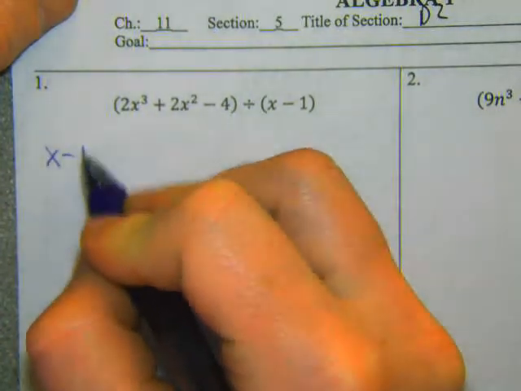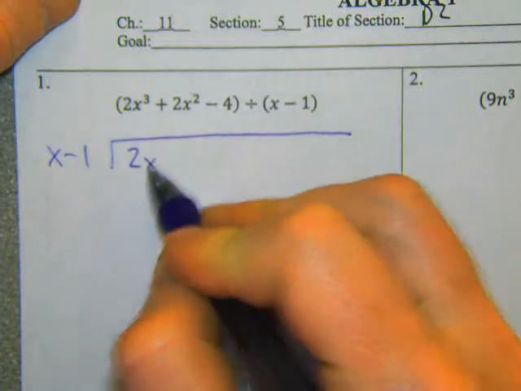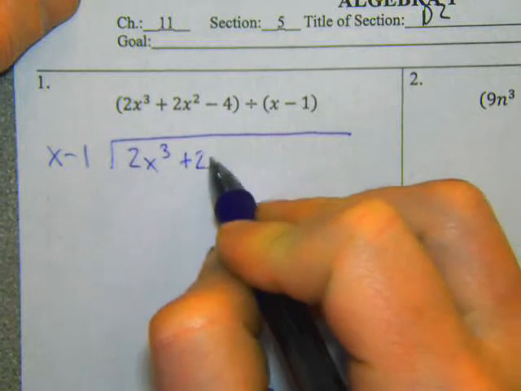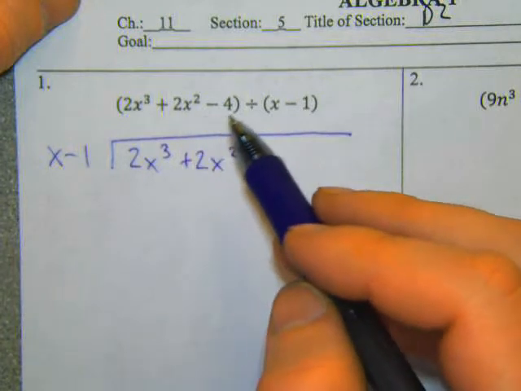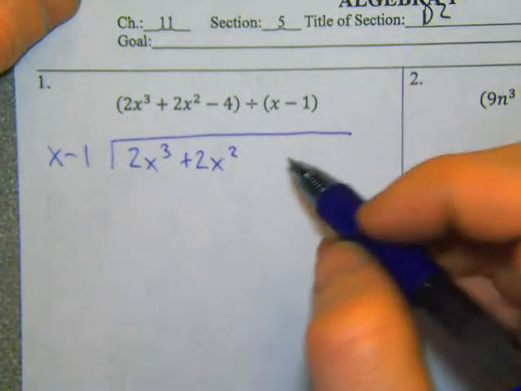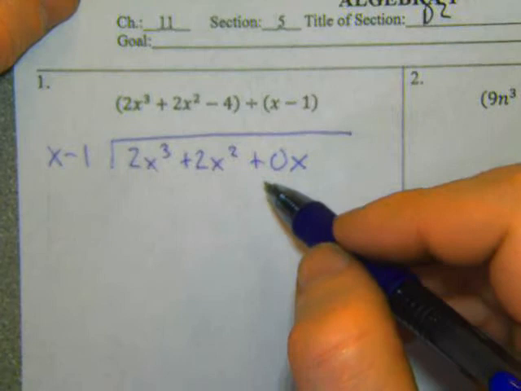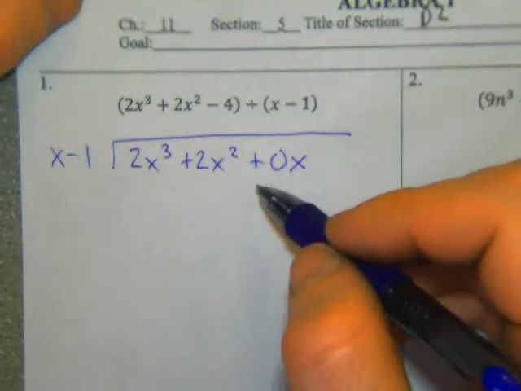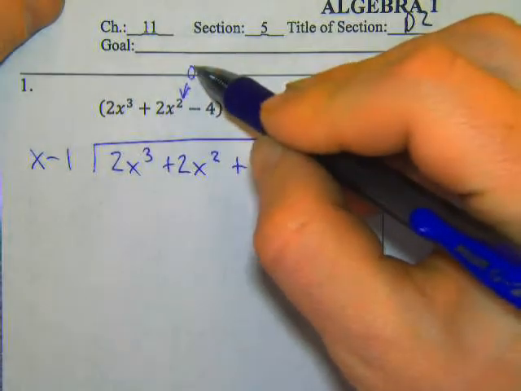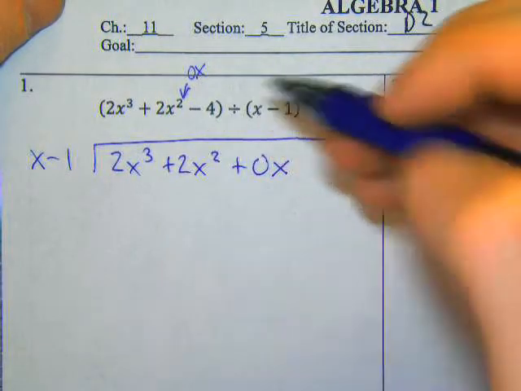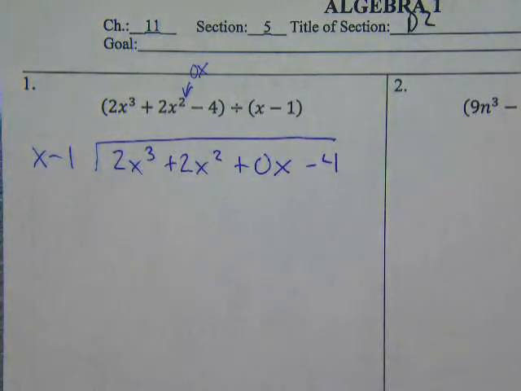So I've got x minus 1. Bring that down, that's good. Bring that down. Now I don't have an x term. I go right from x squared to negative 4. So I'm going to put in a 0x, because really what 0x is, it's just 0. So it's really the same thing as having a 0x right in there. And the minus 4 comes down. That's really the only new thing here.